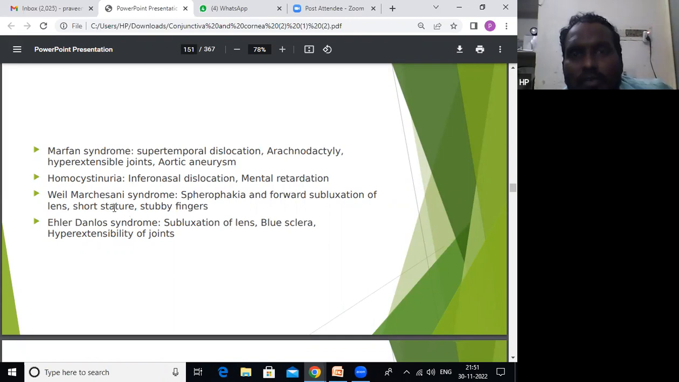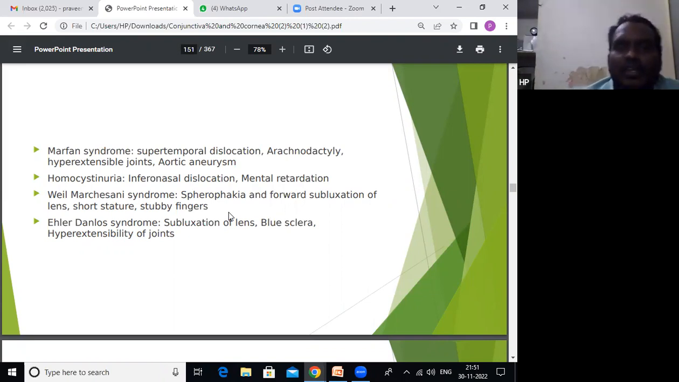In Weill-Marchesani syndrome, you have what is called microspherophakia. That means the lens will become spherical. Instead of being convex, it becomes spherical. So microspherophakia is seen in Weill-Marchesani syndrome.